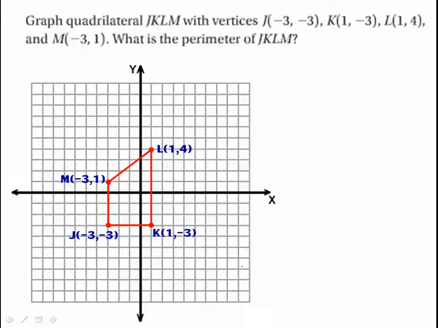In our next problem, we're asked to graph quadrilateral JKLM with vertices at (-3, -3), (1, -3), (1, 4), and (-3, 1). So at this point in your notes, go ahead and graph each of those points on the coordinate plane. You can pause the video while you do that.